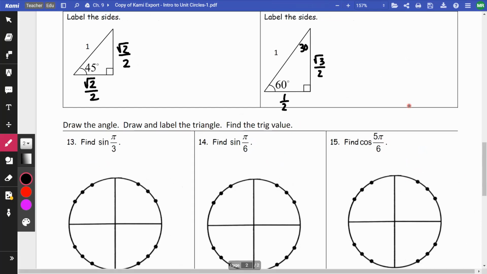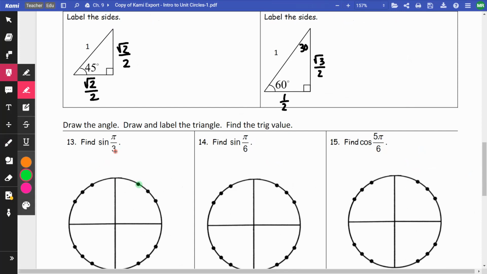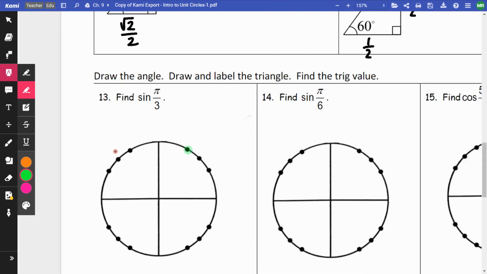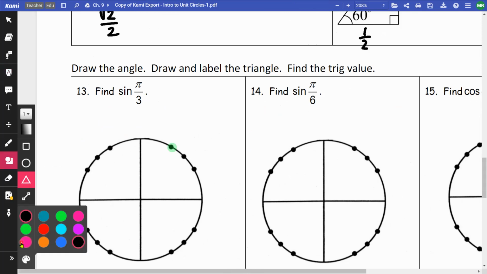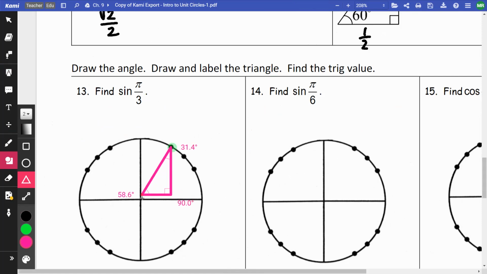So on this part, if I want to be at pi thirds, okay? So remember my pi thirds, that would be pi thirds right there. They want us to draw and label a triangle. What we can do, you can grab a triangle from here. Make sure if you hold shift and you start at the point, and you drag it towards the origin. There's our triangle, okay? And you see, I get pretty much a 30, 60, 90. I'm slightly off because I'm not doing it perfect, okay? Pi thirds is 60 degrees, okay?